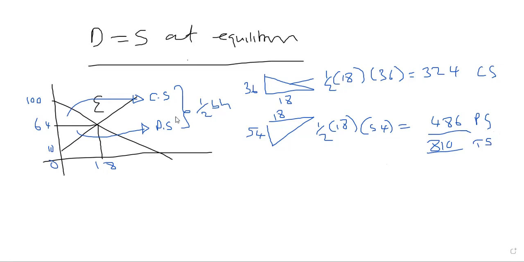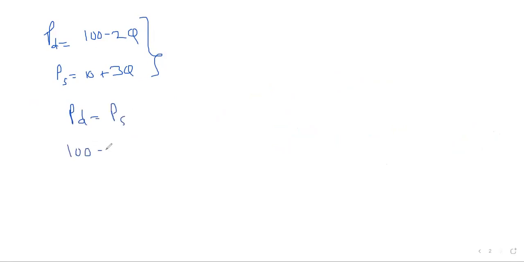Now, how do we sketch equations if we're given equations and you're not given a diagram? For instance, if you're given price is 100 minus 2Q, and you're given price is given by 10 plus 3Q. So in this case, we're going to what? Equate this, because at equilibrium, we know that the supply is equal to the demand. So 100 minus 2Q and 10 plus 3Q. So here will be 100 minus 10. Here will be 2Q plus 3Q. So here we're going to get 90, and here we're going to get 5Q.